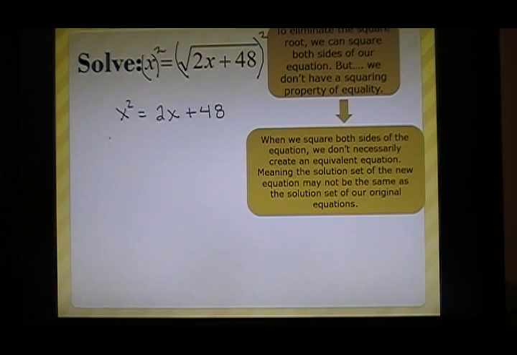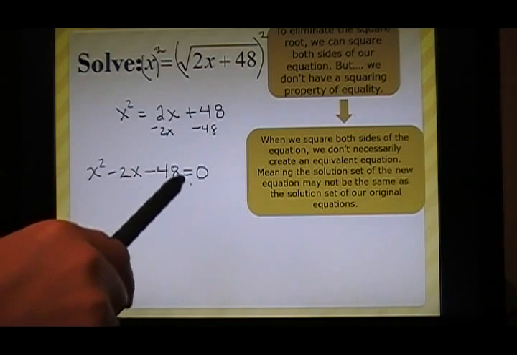Now we've got a quadratic equation, so at this point the only method that we would know for solving a quadratic equation is the factoring method. If we want to solve by the factoring method, we want to get our equation equal to 0 first. So I'm going to subtract the 2x and the 48 from both sides of our equation. So we'll have x squared minus 2x minus 48 equals 0.